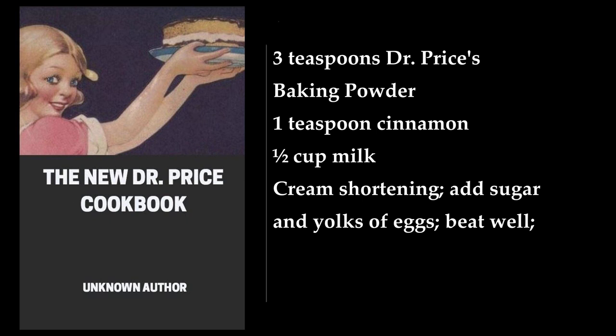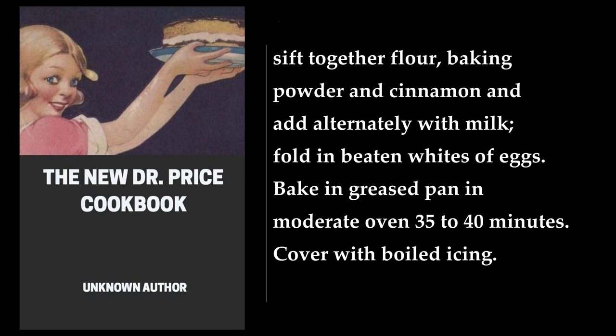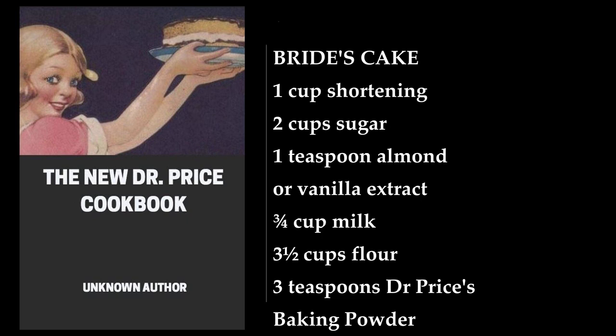Cream shortening, add sugar and yolks of eggs. Beat well. Sift together flour, baking powder and cinnamon and add alternately with milk, fold in beaten whites of eggs. Bake in greased pan in moderate oven 35 to 40 minutes. Cover with boiled icing.